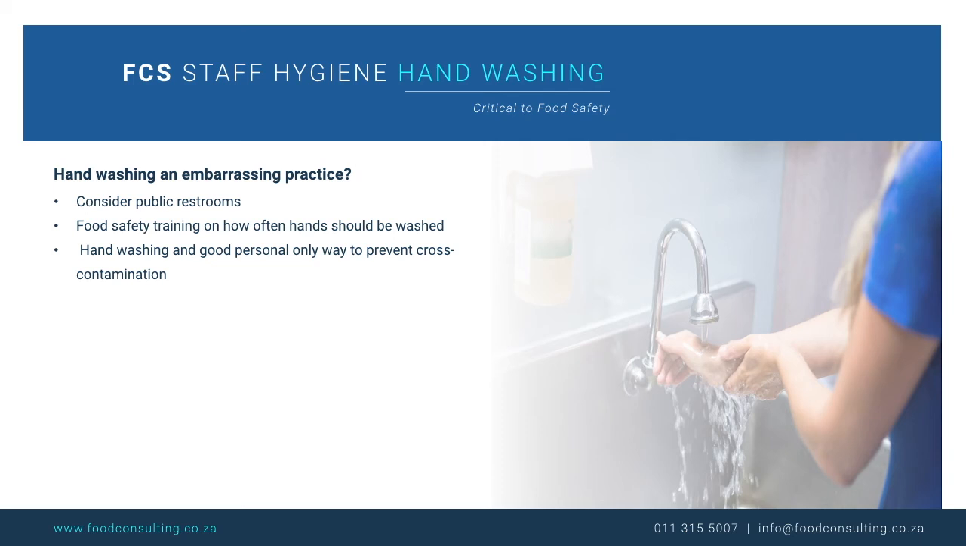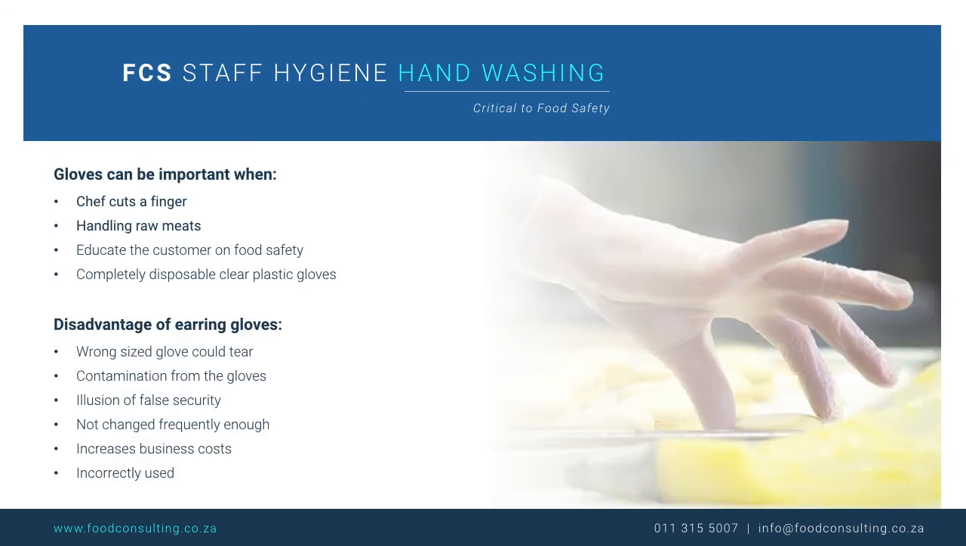Chefs and kitchen managers always complain that the number one problem when it comes to food safety training in the kitchen is how often hands should be washed. We know that proper hand washing and good personal hygiene is the only way to ensure safety from cross-contamination from food handlers. Yet gloves are important in the following instances. When a chef cuts a finger, a plaster and glove should be used. Handling raw meats in an effort to minimize the bacterial load. There are no other benefits to the use of gloves in the kitchen.